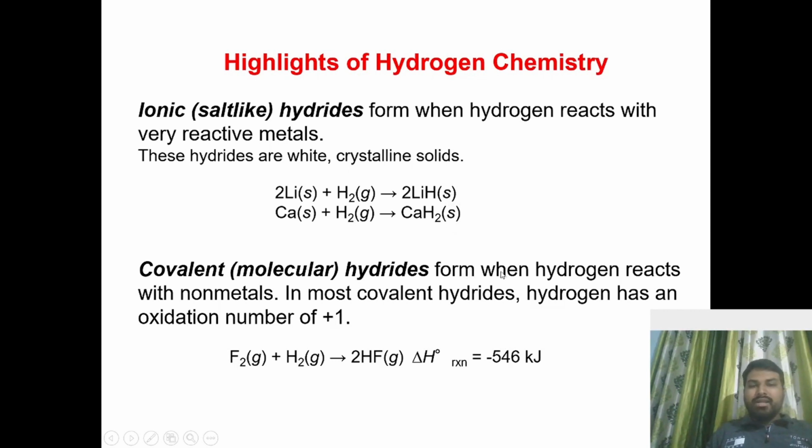Now, covalent hydrides form when hydrogen reacts with non-metals. In most covalent hydrides, hydrogen has an oxidation number of +1. Fluorine is a gas and hydrogen is a gas. When they react with each other, they form hydrogen fluoride, which is in gaseous state, and its enthalpy of reaction is -546 kilojoules.